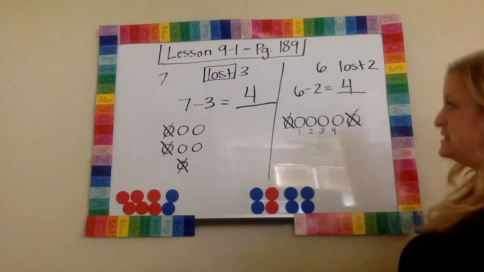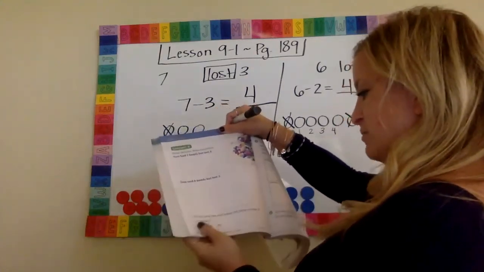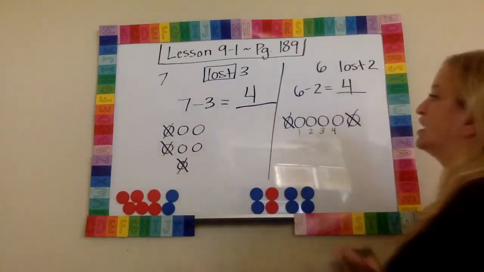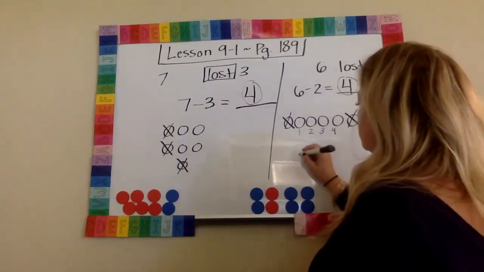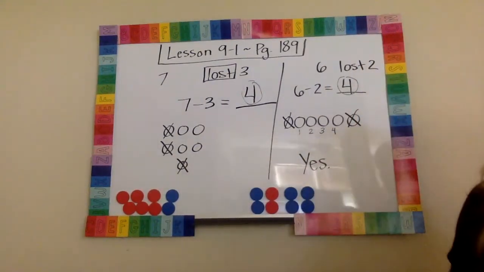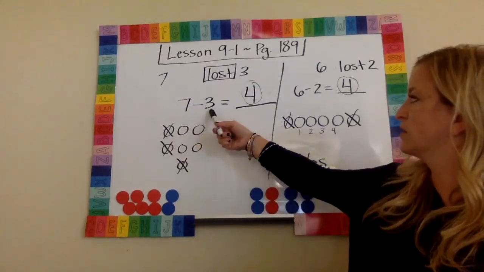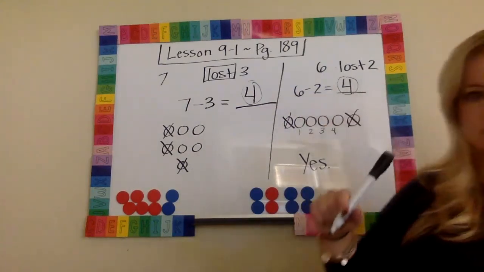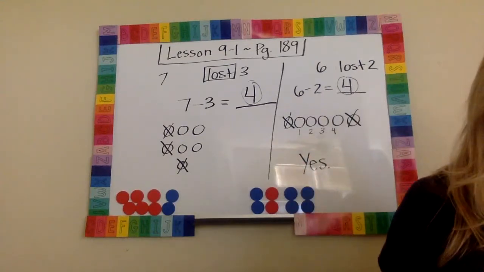Do Tom and D, now I'm down at the bottom, do Tom and D each have the same number of beads now? Circle yes or no. Well, let's see. He ended up with 4, and she ended up with 4. So you're going to circle yes. They both end up with the same amount of beads. He started with more, but he lost more. She started with less, and she lost less. But no matter what, they both ended up with 4 beads.